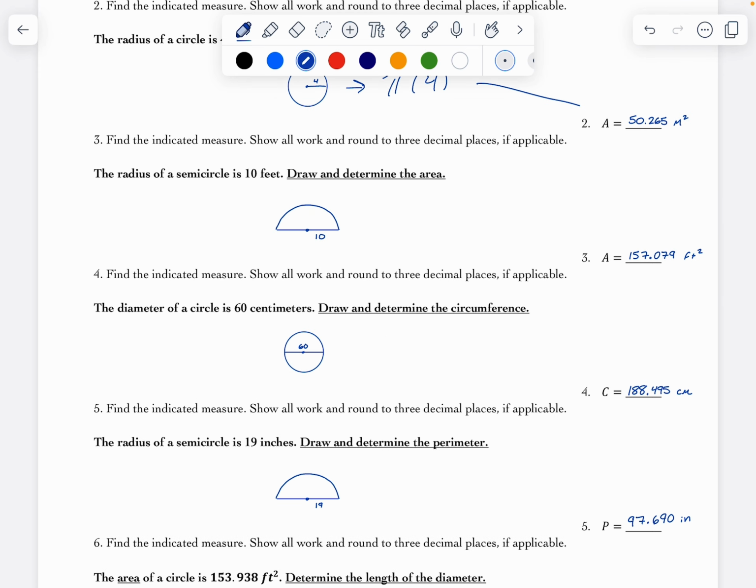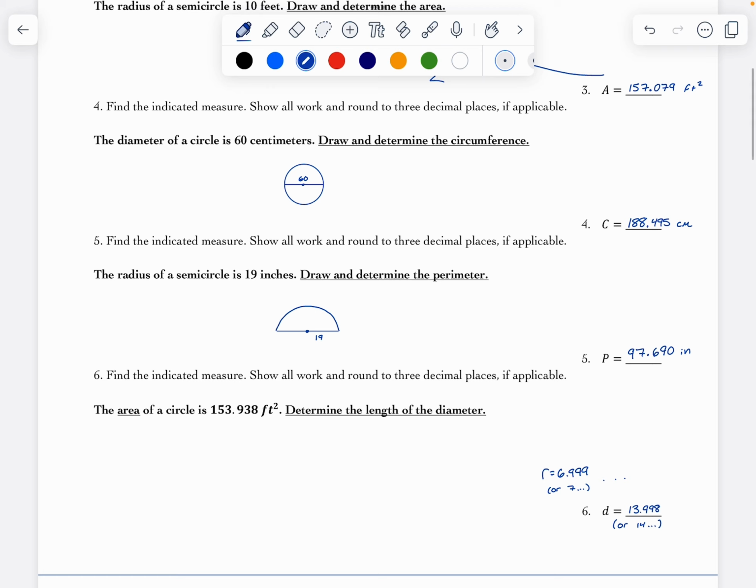Radius of a semicircle is 10 feet. Well, semicircle formula, still have the pi times r squared. R is 10. But you got to make sure that you're dividing by 2 at the end. You would get 100 pi divided by 2, 157.079.